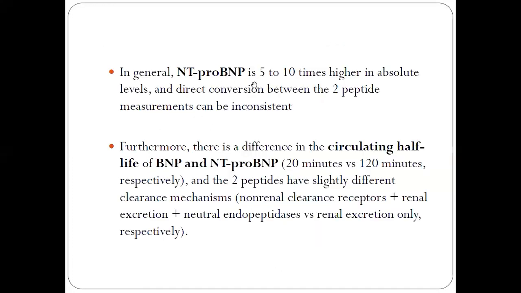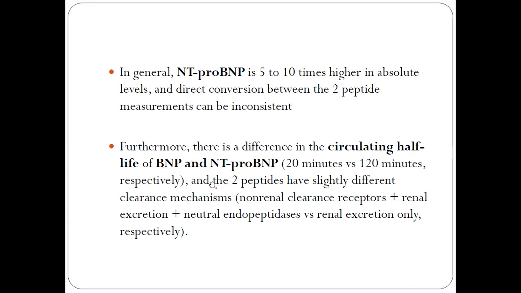So in general, NT-proBNP levels are 5 to 10 times higher when compared to BNP. The second important thing is that the half-life of BNP is 20 minutes, whereas the half-life of NT-proBNP is 120 minutes. Thus, NT-proBNP stays in the blood for a longer time, and BNP stays only for a shorter period of time. Since it stays for only a short period, BNP levels are sometimes not very predictable or reliable in heart failure.